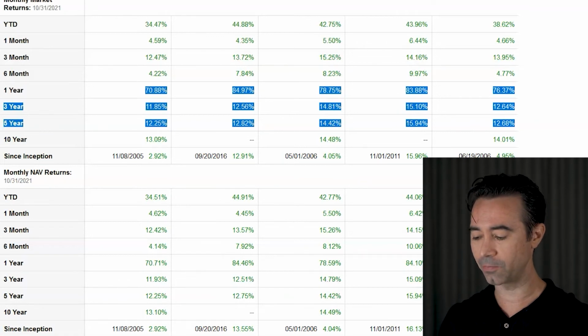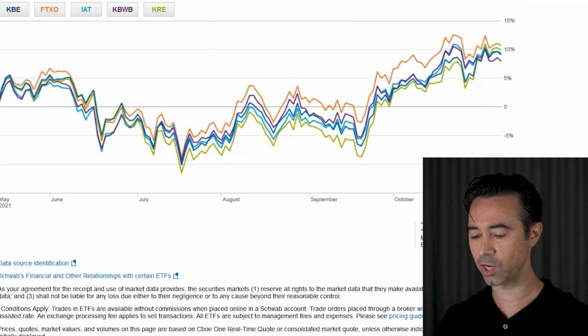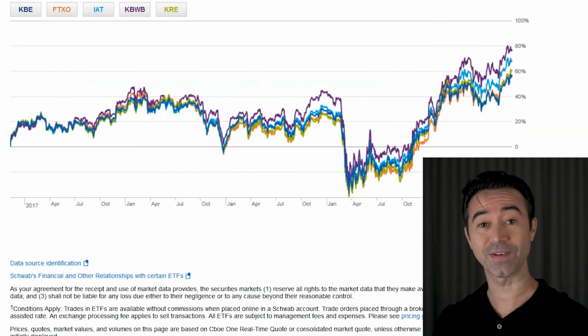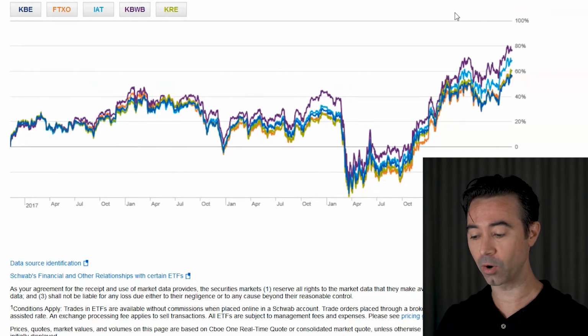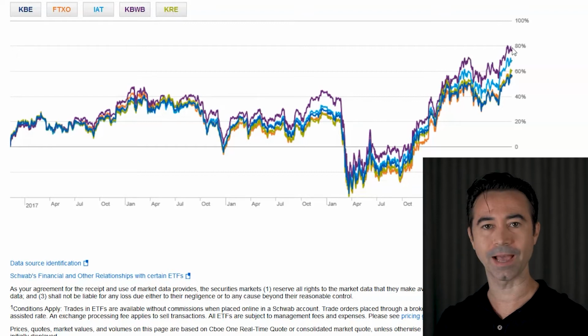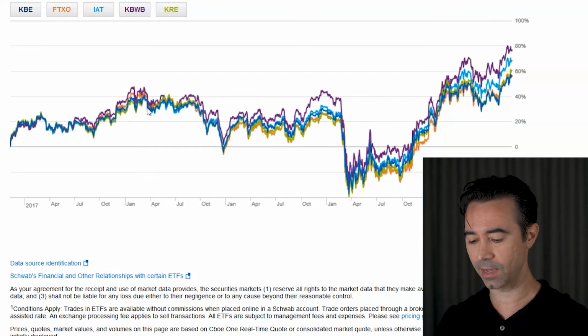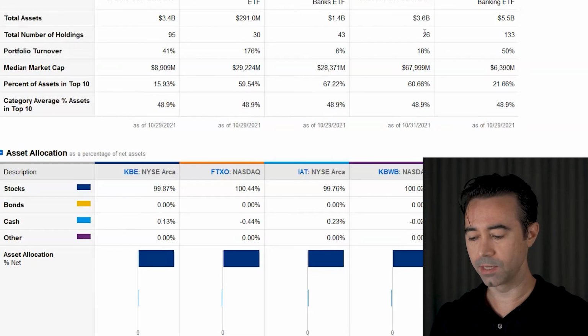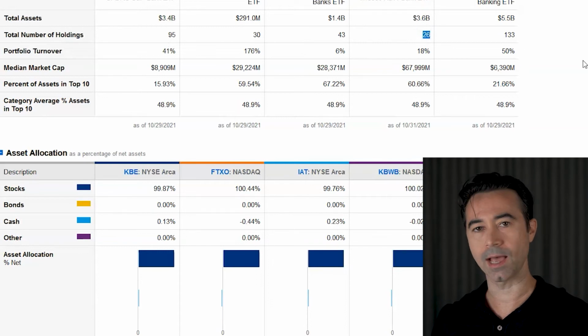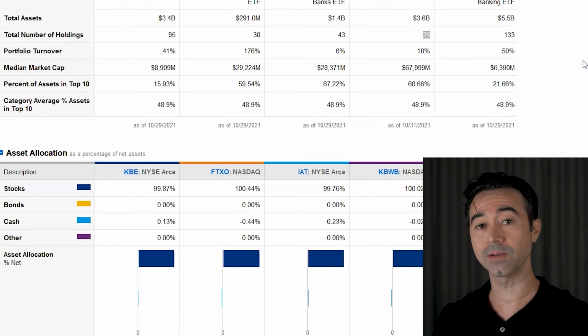Let's continue though, and let's take a look quickly at this price chart. These are the returns of these 5 different ETFs going over 5 years, KBWB being this purple one, being the highest percent return of these ETFs. Going to the portfolio now, let's see if this thing can actually win. Total number of holdings. So KBWB interestingly has 26 holdings. It's got the least amount of holdings.